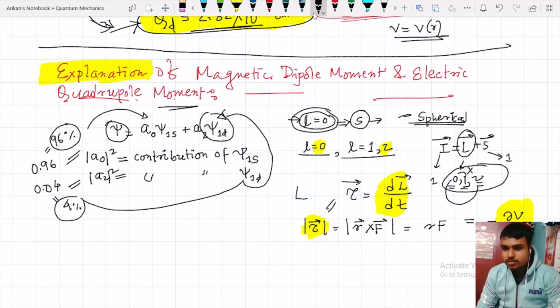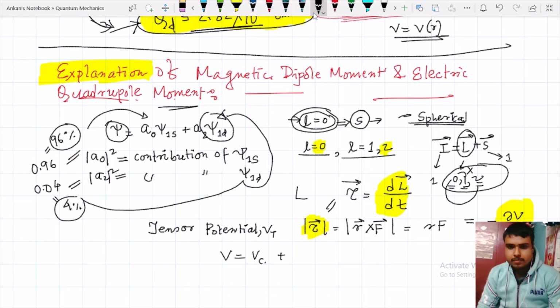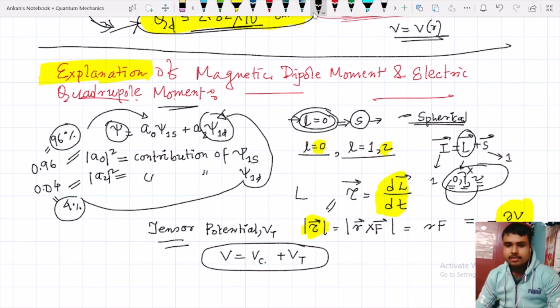Now the force associated with it is known as the tensor force, and the potential associated with this angular dependence is known as the tensor potential. So the actual potential V becomes V central plus V tensorial. Now why the term tensor is applied here, I will give you an explanation of it.